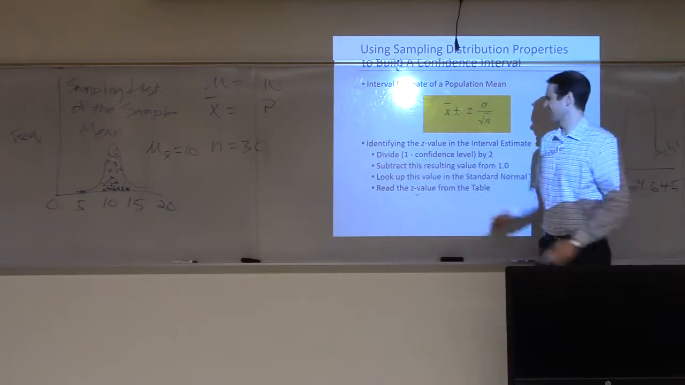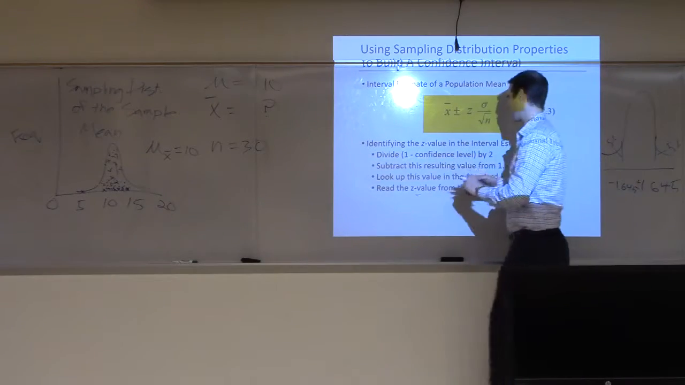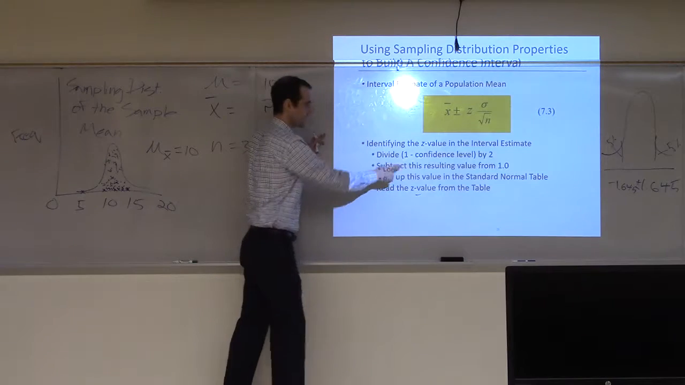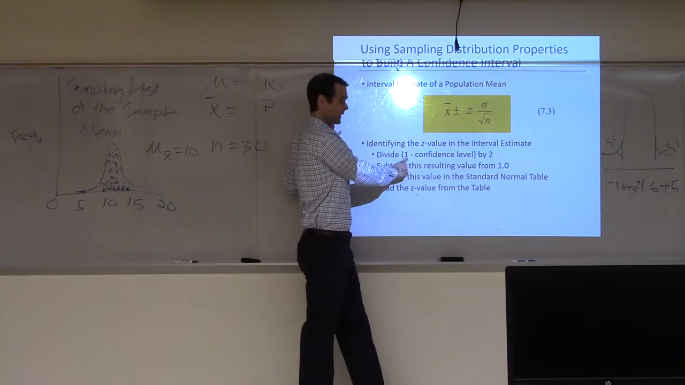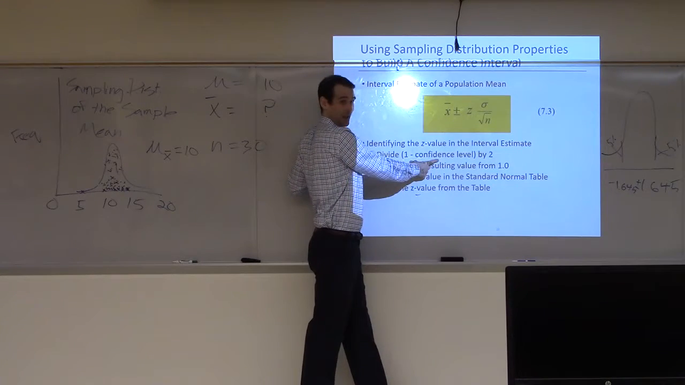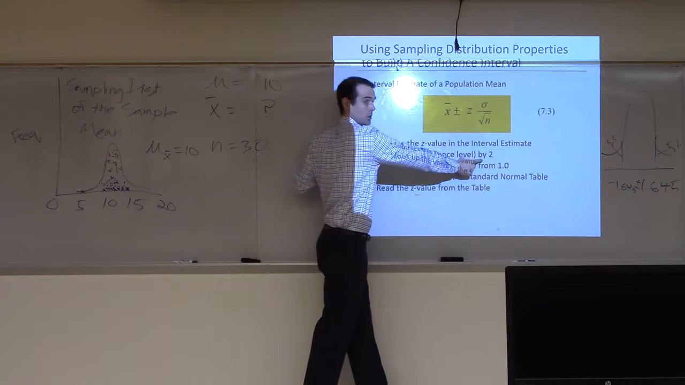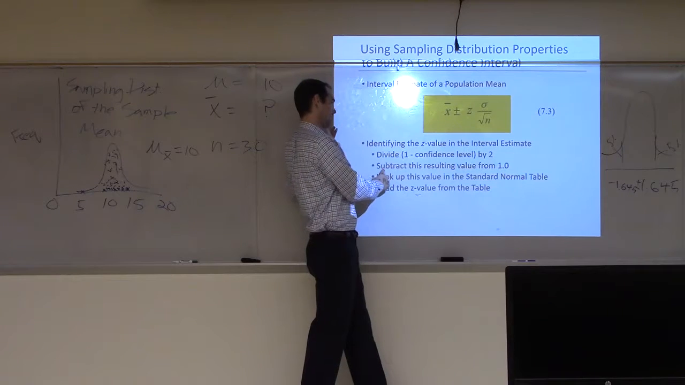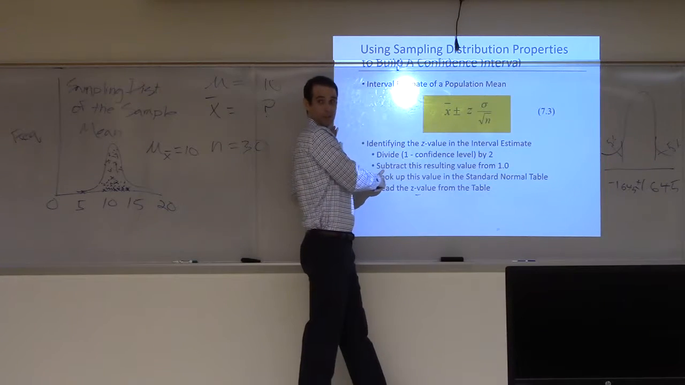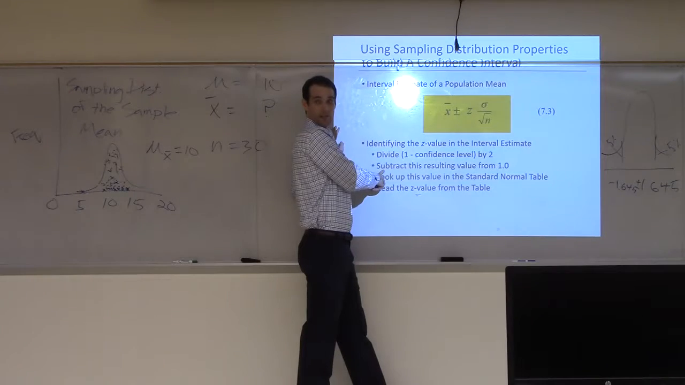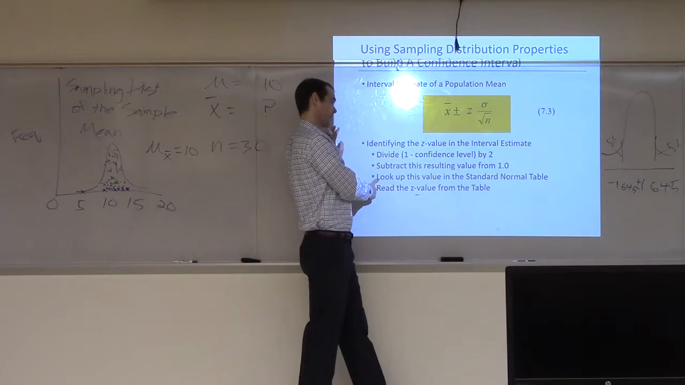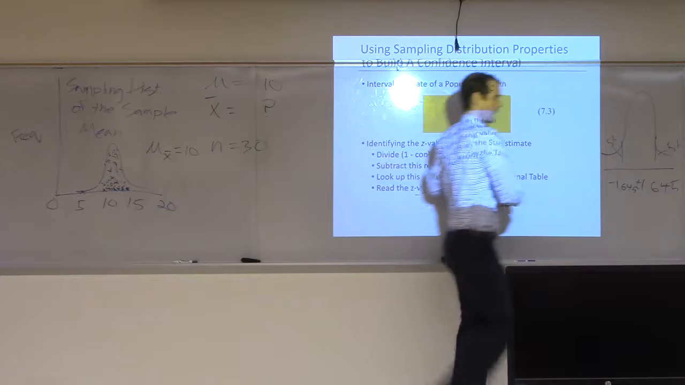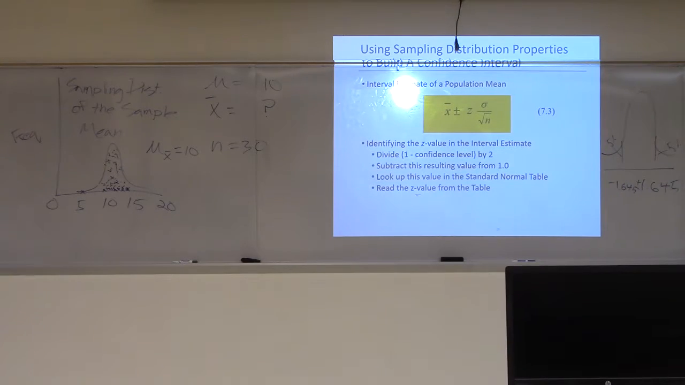You could also do this, like 1 minus, let's do 95%. So, if we're 95% confident, you do 1 minus the confidence level, which is 5%. Divide 5% by 2, we get 2.5%. Subtract the resulting value from 1. 1 minus 2.5% is 0.975. Look up this value on the table. And when we looked at 0.975, we found 1.96.